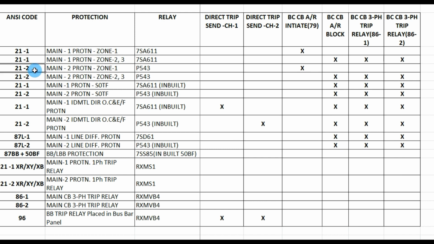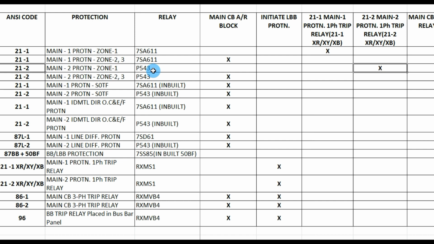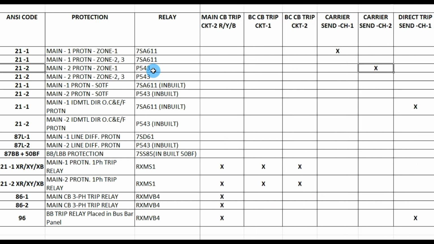Next we will see the distance protection 2, that is 21-2. It is a backup distance protection. The relay used here is P543, and when you see this, same like our main protection, we have given configuration, that is Zone 1 means it has to initiate the auto recloser for single phase trip initiation, and we have the carrier send channel 1 and channel 2. We have 2 channels. From the backup protection relay, they are sending the carrier signal in channel 2.